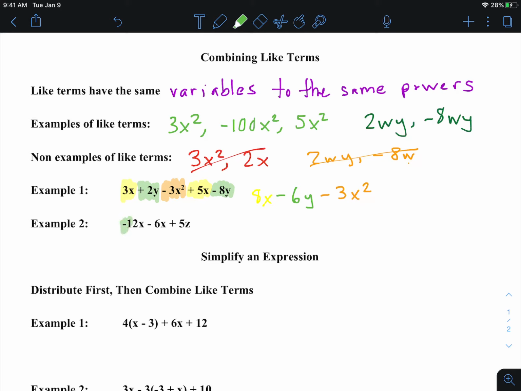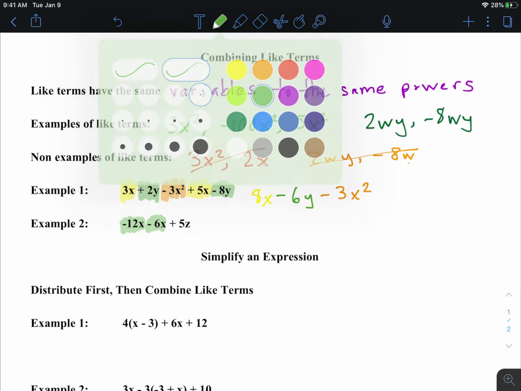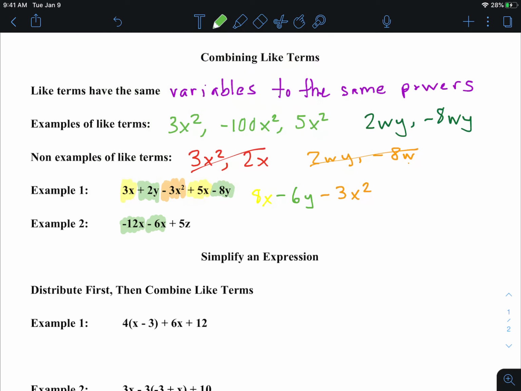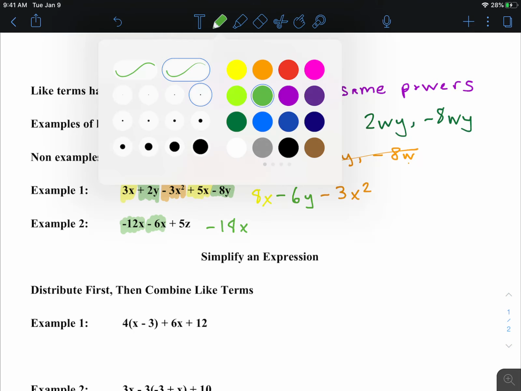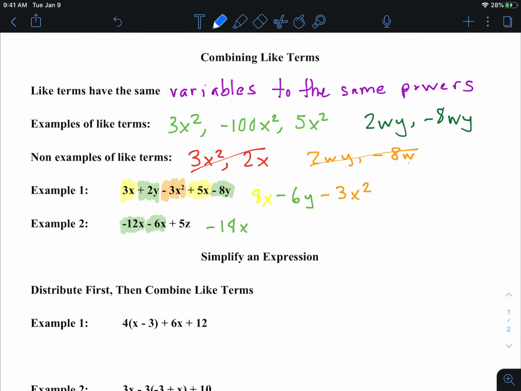All right, second example. I have a negative 12x to start with, so I'm looking for like terms. Well, I have this negative 6x. So combining those, a negative 12 minus 6 is going to be a negative 18x. And then I don't have anything to combine the 5z with, so I just have plus 5z.